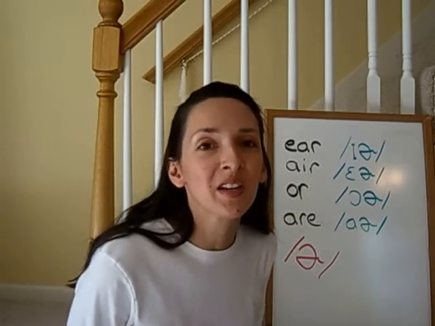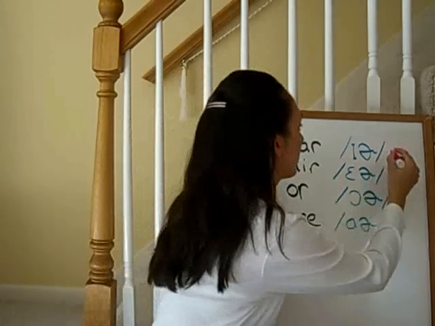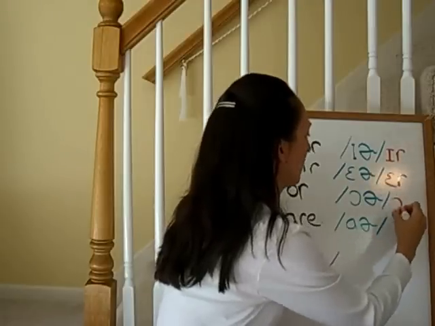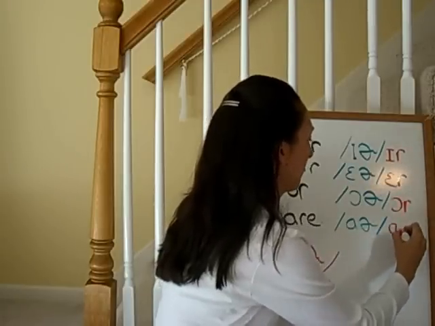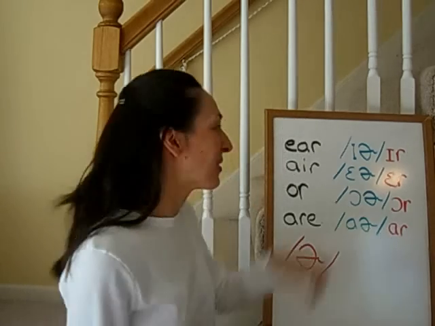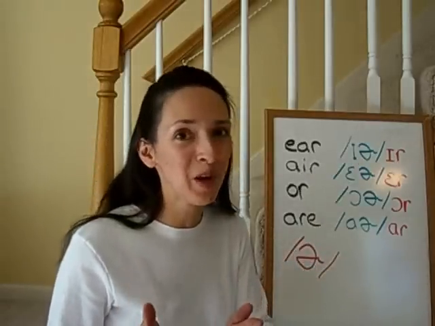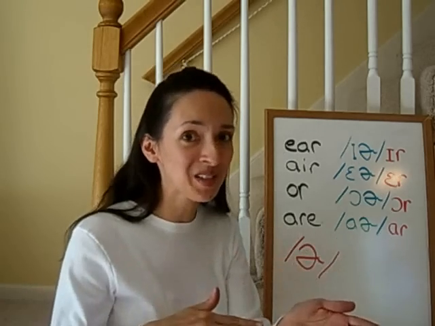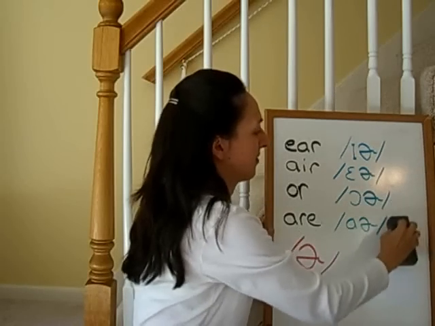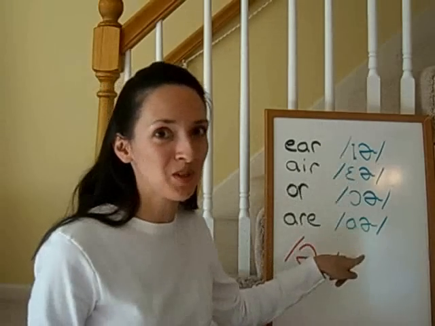Now, in many dictionaries and textbooks, you may see it written differently. You'll see it like this. Those transcriptions are correct, but I agree with the ones in blue because it's easier to think of R behaving two different ways, like a vowel and like a consonant. We're talking about R as it behaves like a vowel, so let's use these transcriptions.